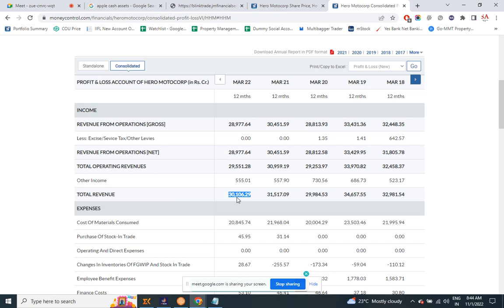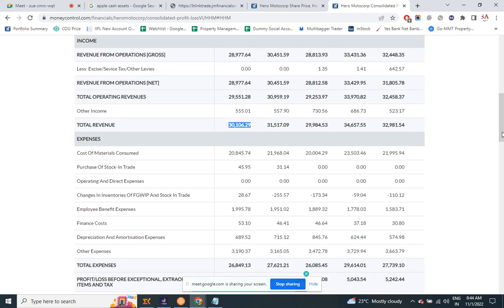But to do this sale, it must have also purchased some raw material. What is the raw material here? Lamps, tires, chains, wheels, metal, color, side mirrors, whatever is required to make a bike, it has purchased all that raw material. So that has been 20,845 crore. That is the bill which the company paid to purchase the raw material.